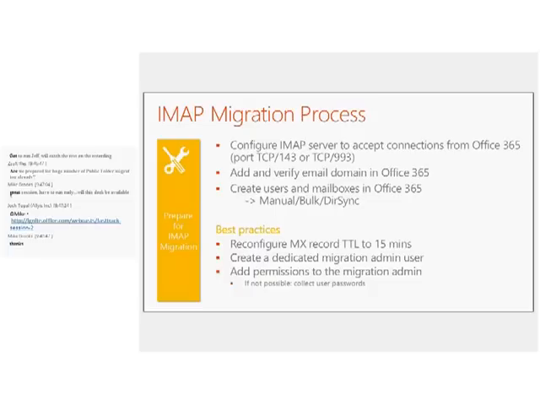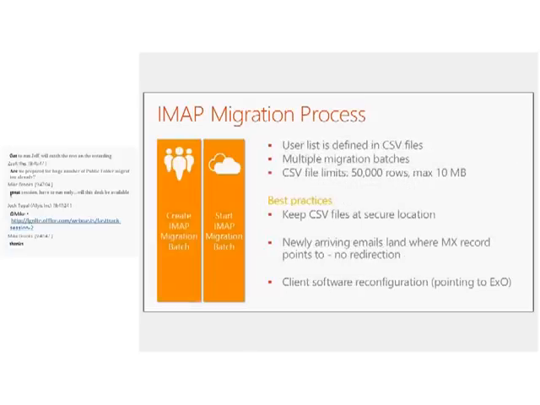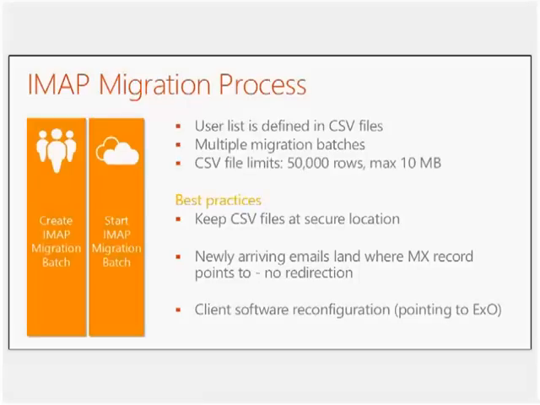Create a dedicated migration admin user that can reach across all those mailboxes and add those permissions from a preparation standpoint. As you go through, define that in CSV files. We allow batch migrations. You can see the CSV file limits. Keep those CSV files in a secure location because it does have information regarding your mailboxes.